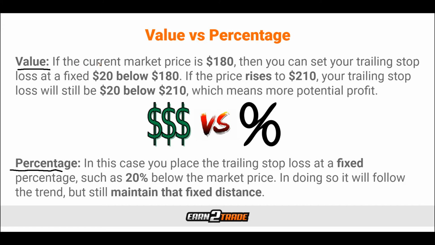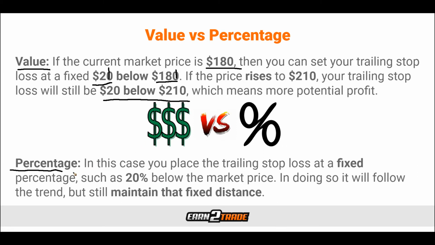So if we look at an example with the value, if the current market price was say 180, then we could set our trailing stop loss to a fixed $20. That means $20 below 180, and it is constantly going to go up in that $20 segment. Now, that does not mean it will only go up in $20 intervals. To clarify, if the price were to go to say 181, now the trailing stop loss is also going to go up $1 behind price, if that makes sense. So if the price were to rise to say 210 in our original example, our trailing stop loss would still be $20 below 210. That means no matter what, it is always going to limit us to $20 of backward slippage.